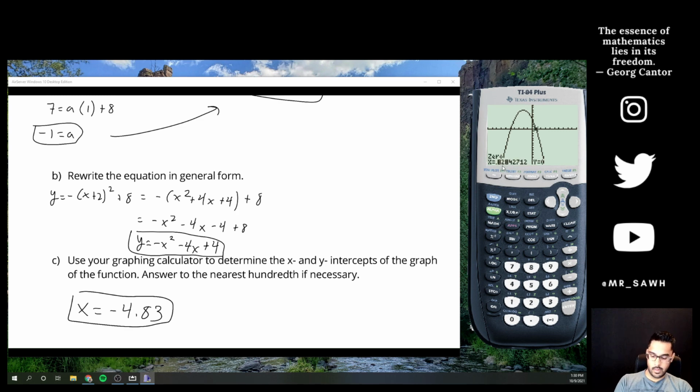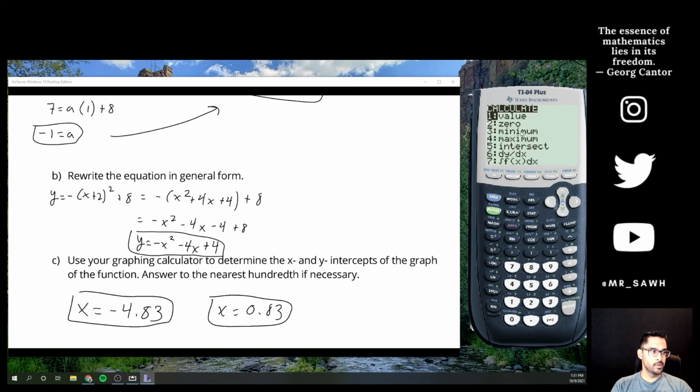Yep. x equals 0.83. So I know I couldn't have factored this. You can't find two numbers that multiply to 4 but add to negative 4, hence the decimal equivalence here for the zeros. You can find the y-intercept as well.